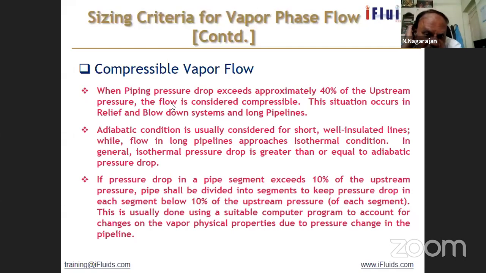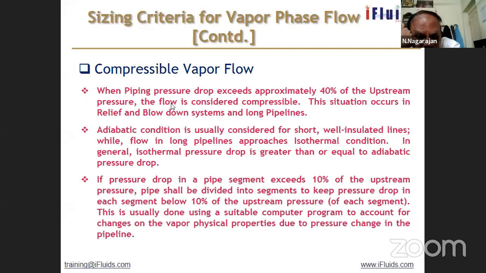So adiabatic condition is usually considered for short, well-insulated pipelines, while in long pipelines, it approaches the isothermal condition. So in general, isothermal condition pressure drop is greater than or equal to adiabatic pressure drop.